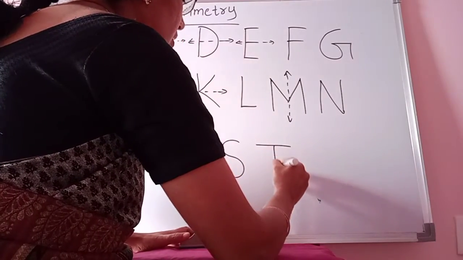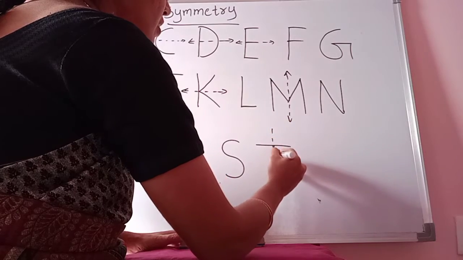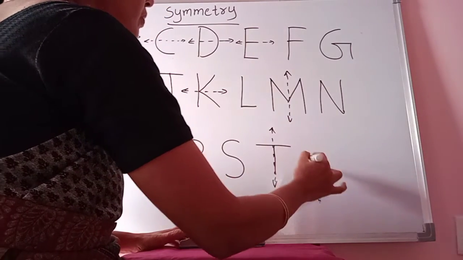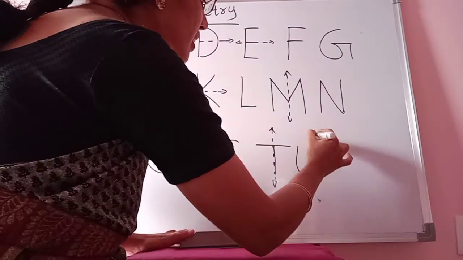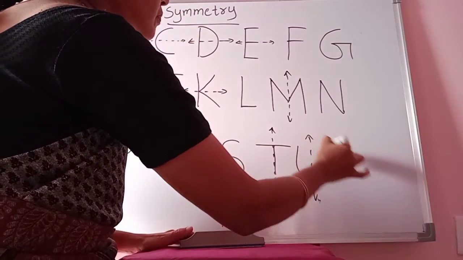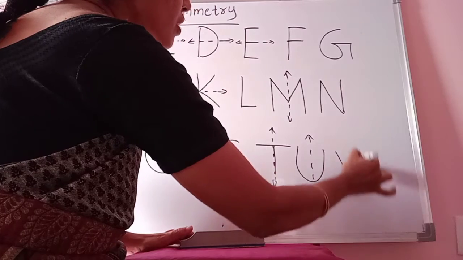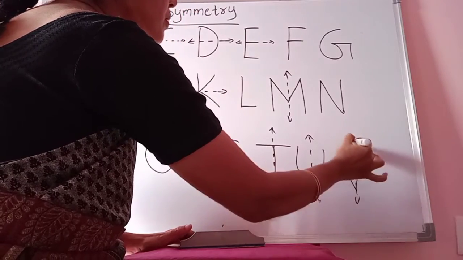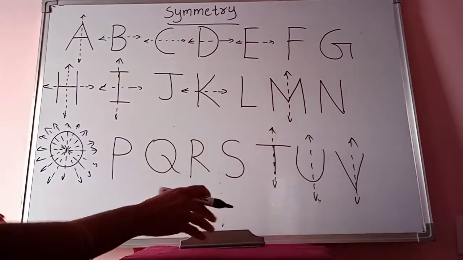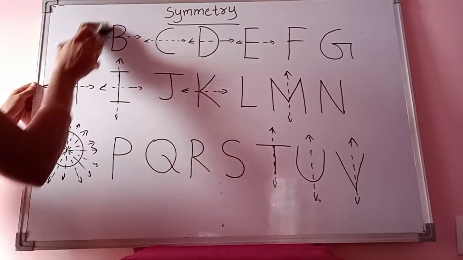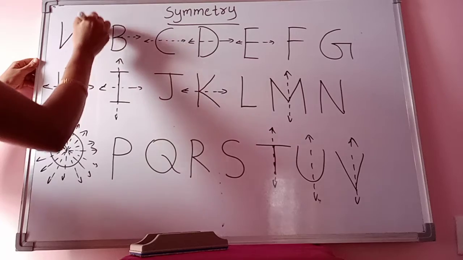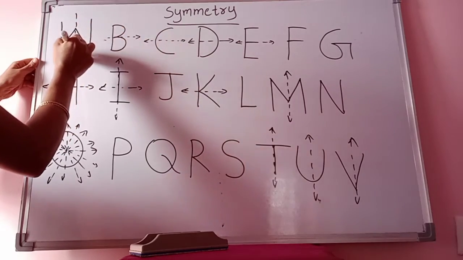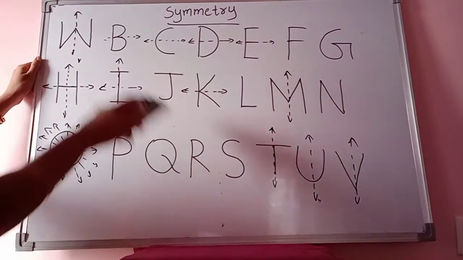Letter T. Letter T has one vertical line of symmetry. Again, letter U. Letter U also has a vertical line of symmetry. Letter V also has a vertical line of symmetry. Letter W. Now we'll see letter W. Letter W also has a vertical line of symmetry.